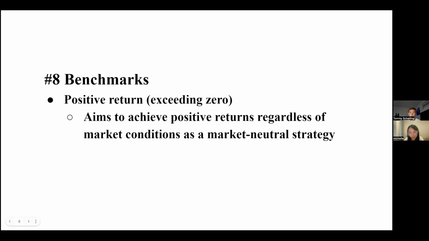Some benchmarks, we honestly were just looking for a positive return, just really anything exceeding 0. And we aimed to achieve this regardless, because we want an investment that is going to achieve positive returns regardless of market conditions, or as a market neutral strategy.